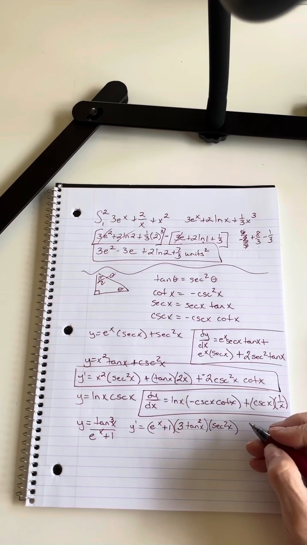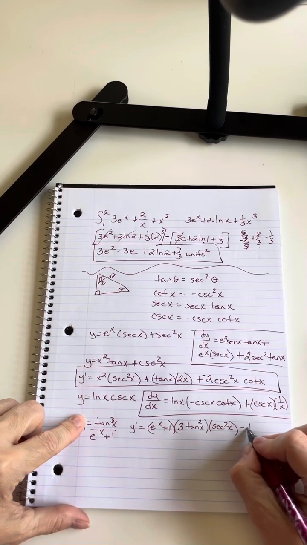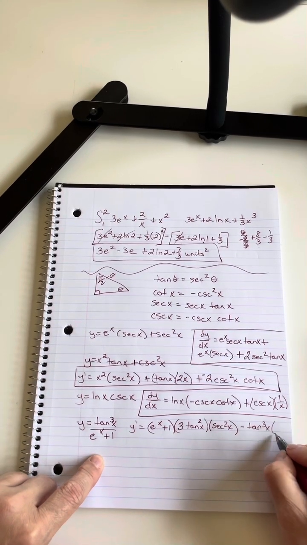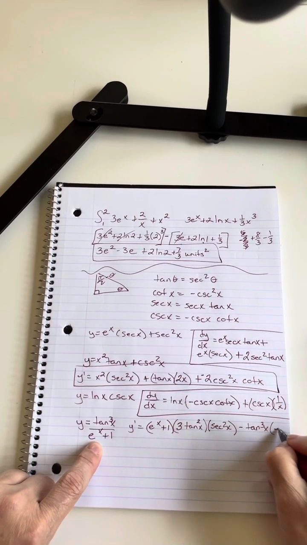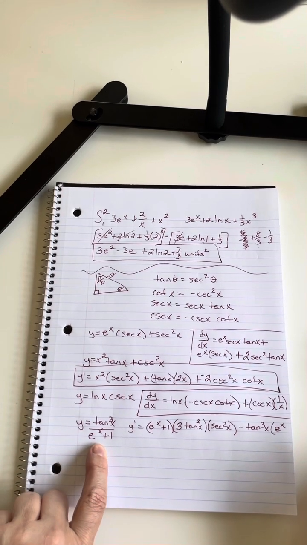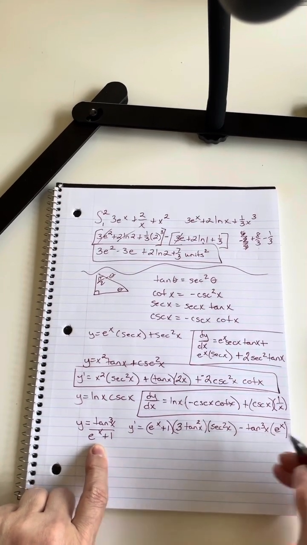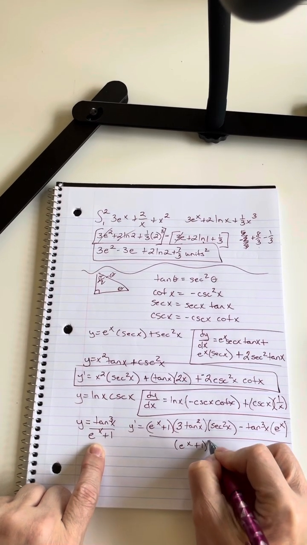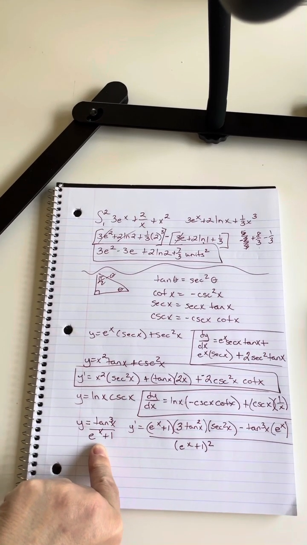Okay, low d high minus high, so tangent cubed x, high d low. So the derivative of this one is e to the x, the 1 goes away, all over the square of what was below. Oh, they start getting complicated.